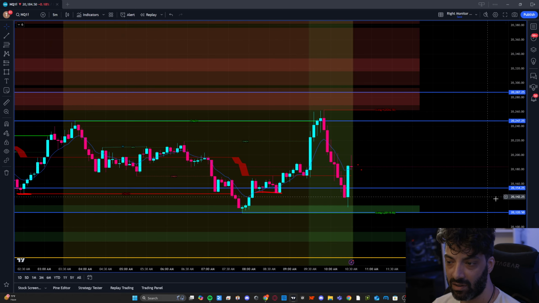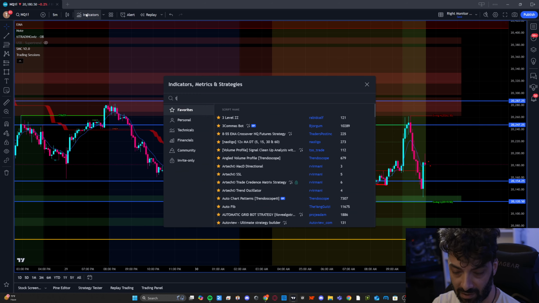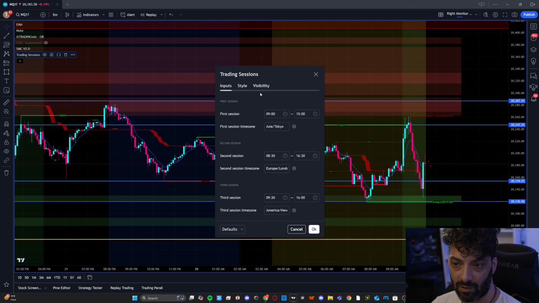If you want to mark Asia session lows and highs yourself, all you have to do is look for the indicator called Trading Sessions inside of TradingView. Trading Sessions, it's this one right here. It's free, by TradingView. There you go. Once you get that, it will have these sessions already marked out for you.